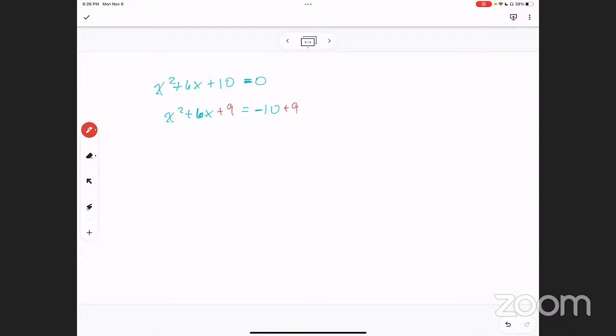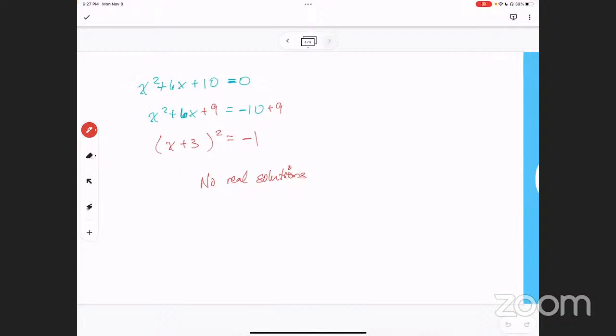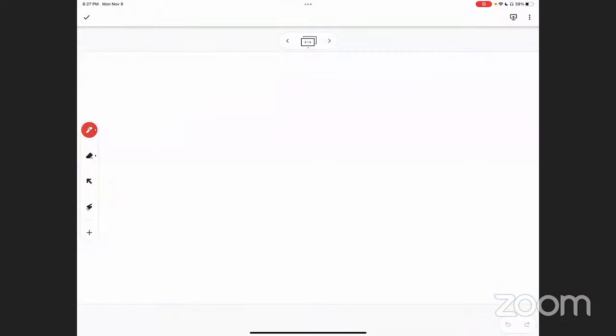Good. So that's x plus 3 squared equals -1, and uh-oh. What's that mean? Is that just no real solutions? It is no real solutions. Now, have they taught you about complex solutions yet? No. Okay. So we're just going to say no real solutions. Soon you're going to learn that there are solutions. They're just called complex or imaginary solutions. But I won't teach you that. I'll let your teacher teach that to you.